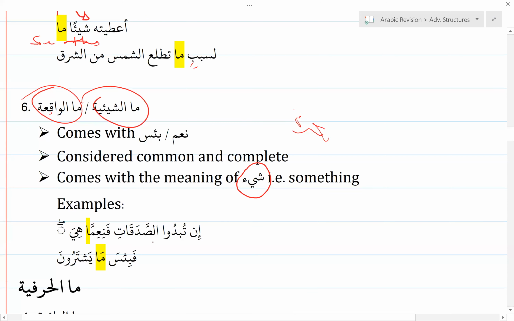So in tubdu sadaqat, if you show your charity, then a blessed thing it is. Or فَبِئْسَ مَا يَشْتَرُونَ, how evil the thing they are buying. So it comes with the meaning of thing. It's referring to that thing they are buying.